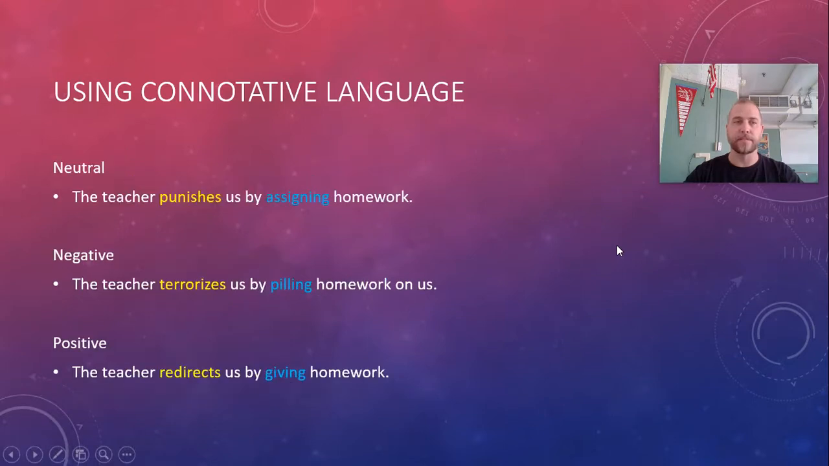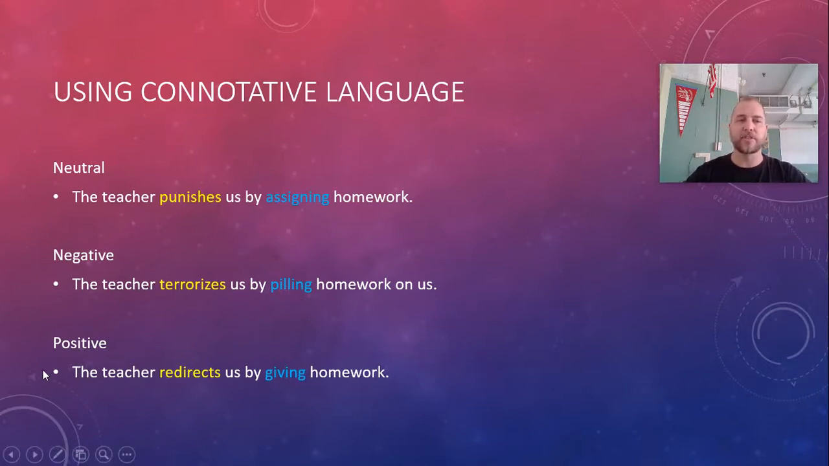Another example of this could be saying, if you're talking about a teacher giving homework, you could say the teacher punishes us by assigning homework. And so here the message is that in order to control their class, this teacher is giving homework as a punishment. Well, if you wanted to make this teacher look more negative, you could say the teacher terrorizes us by piling homework on us. And so terrorizes is a highly connotative word, has a lot of emotional meaning, negative emotional meaning. And piling homework on top of us is a metaphor, right?